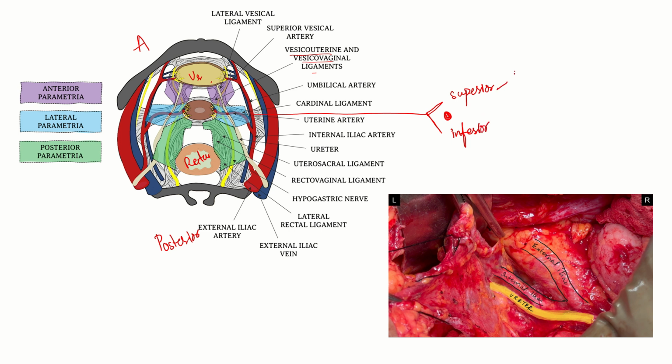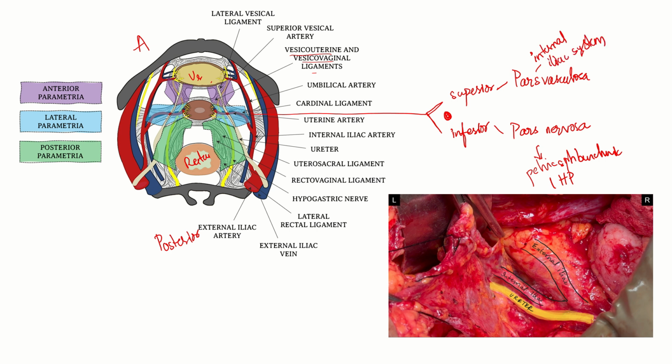The superior is also called as pars vasculosa. The inferior part is called pars nervosa. Pars nervosa contains the pelvic splanchnic nerves and inferior hypogastric plexus. Pars vasculosa contains the internal iliac system. So with this basic knowledge in mind, we will start off with the pelvic neuroanatomy.